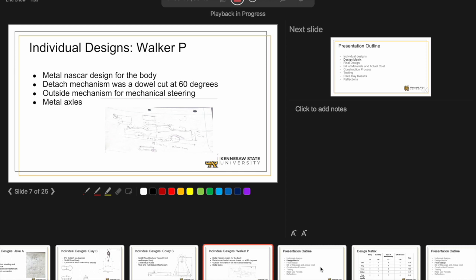Detached mechanism was a dowel cut at 60 degrees, which I thought out later, after I designed it, and knew it wasn't going to work. The outside mechanism for the mechanical steering, I was thinking 2 bars basically to go through and hold it to go straight, and also middle axles for both axles, by the way.